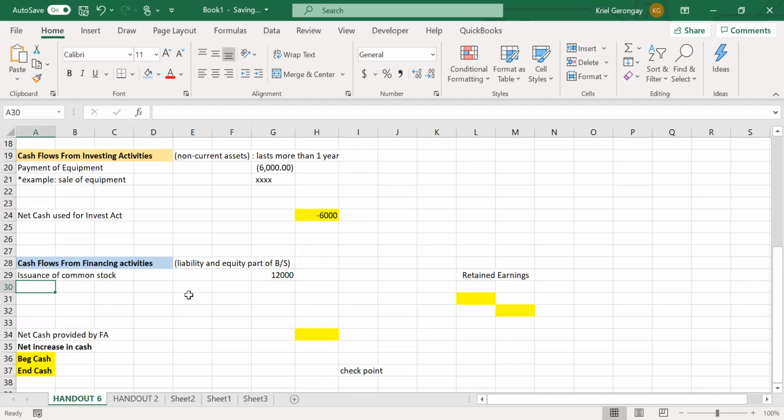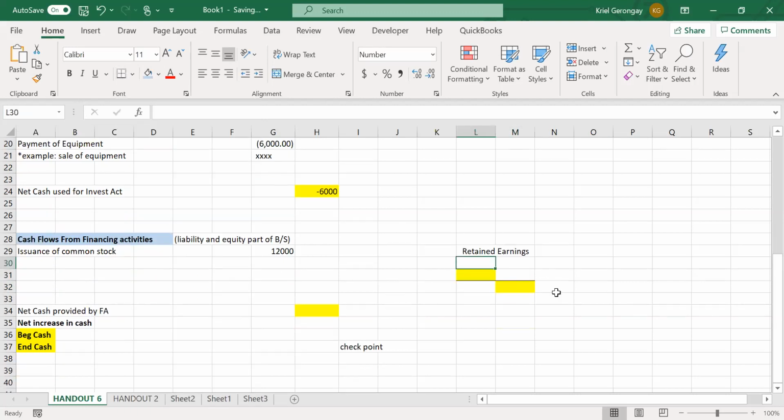If you look at the retained earnings, this is how we're going to get the dividends that were paid during that year. I created a mini T account here to reflect what's going on with the retained earnings. Our retained earnings for 2019 was 19,000, and it had an ending balance of 27,000.